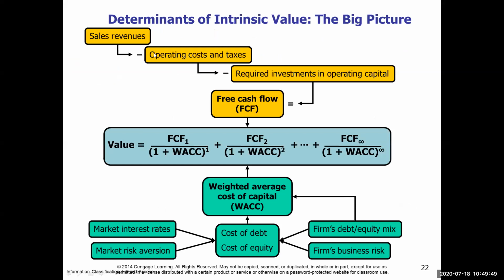So here I've explained: sales minus operating cost and operating losses will be your free cash flows. With the free cash flows, what do you do? Free cash flow divided by 1 plus weighted average cost of capital. What is weighted average cost of capital? Cost of debt and cost of equity. You do the weighted average for that, and you take it to the power of 1, to the power of 2, and it goes on. So this is the intrinsic value of the firm.